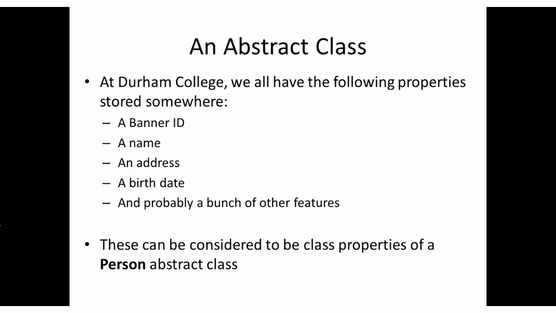As a bit more of a close-to-home example, here at Durham, we're all in this system called Banner, and we all have a Banner ID. So each of us, you might call it your student number, but it's that 100-digit number. We're all associated with a Banner ID, and they have a name for each of us, they have an address for each of us, a birth date for each of us, and probably a lot of other things, maybe some of which we don't even know about. I've never been into the depths here, so I'm not sure. So these could be considered to be class properties of an abstract class called person.